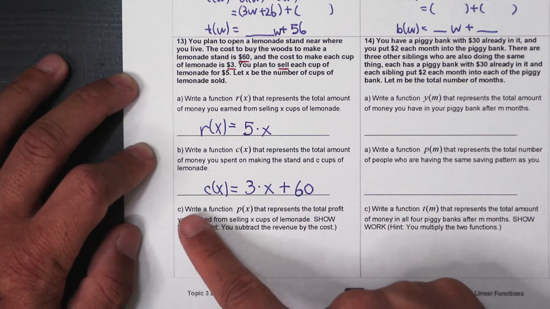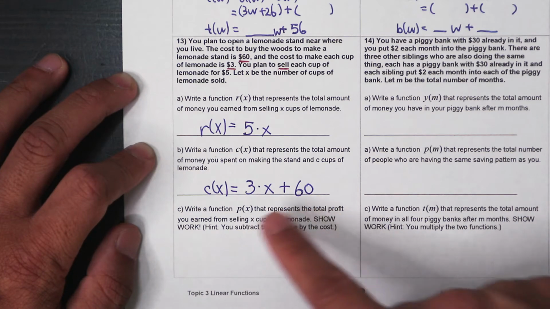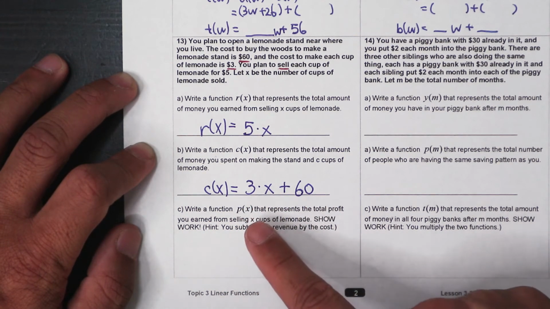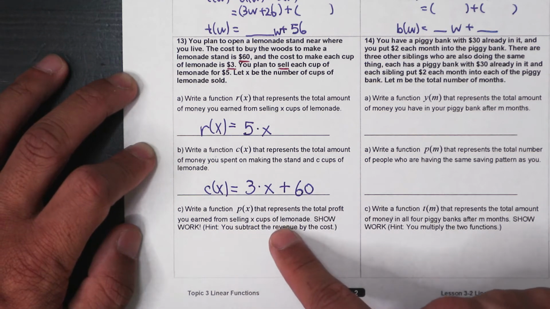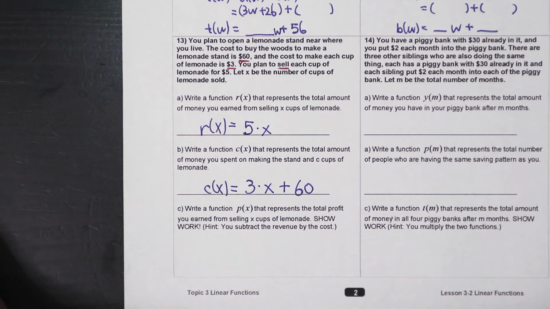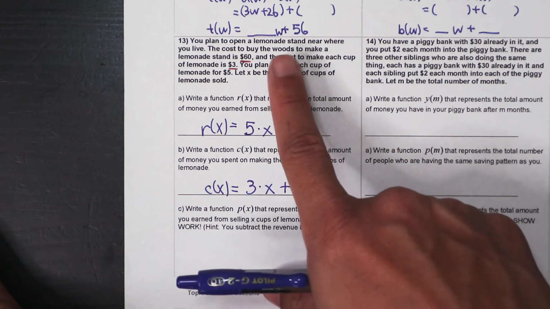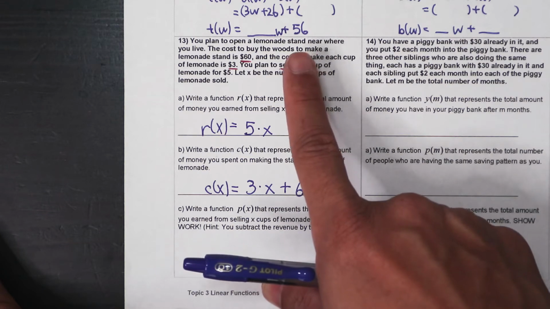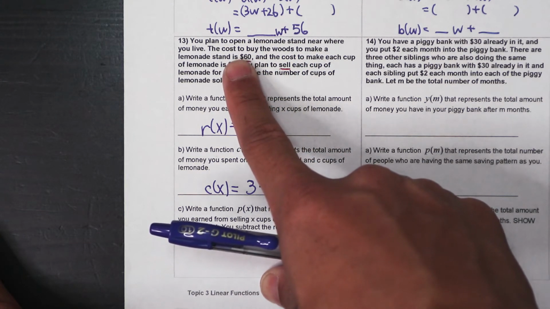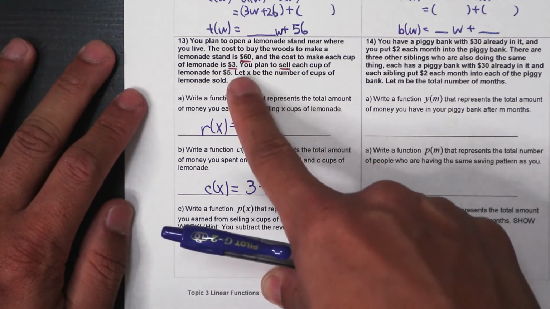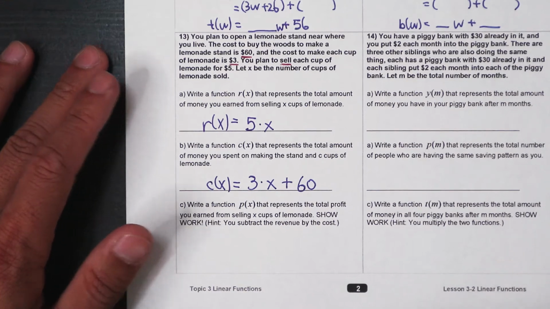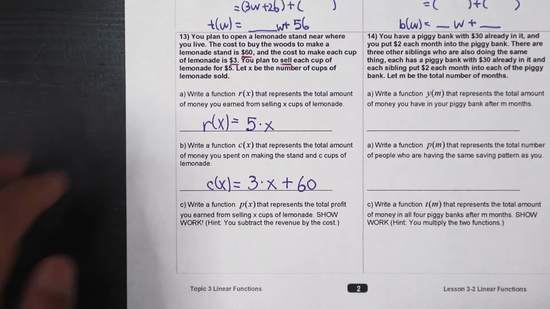Then part C says write a function P of X that represents the total profit you earn from selling X cups of lemonade. And since you want profit, you're going to subtract the cost from the revenue. Because to find out how much money you put in your pocket, don't you just subtract the amount of money that you spend from the amount of money that you earn? So this is the money that you earned, this is the money that you spend, and the difference would be the money that is put in your pocket.